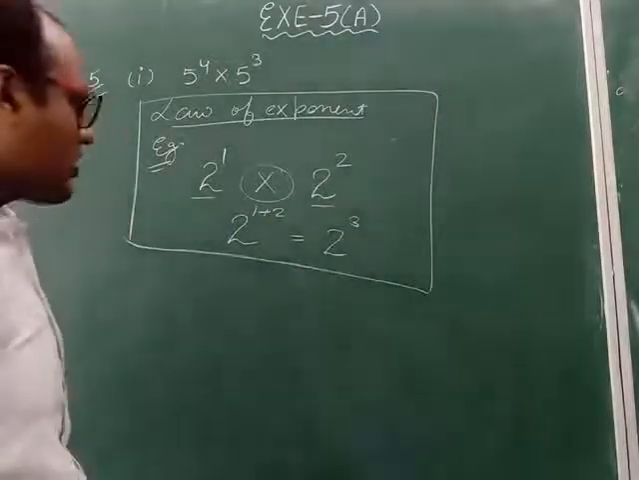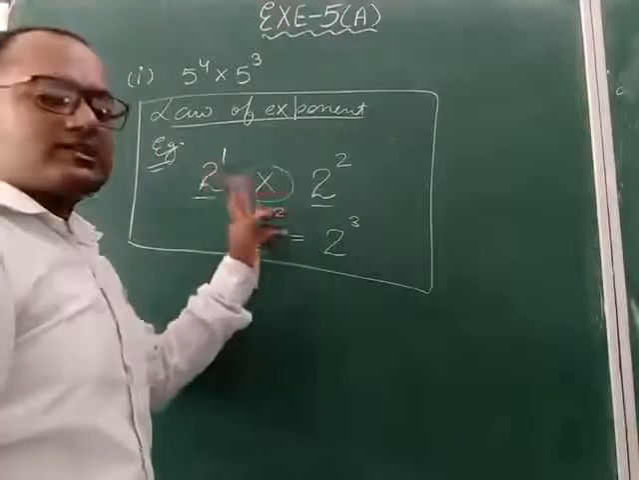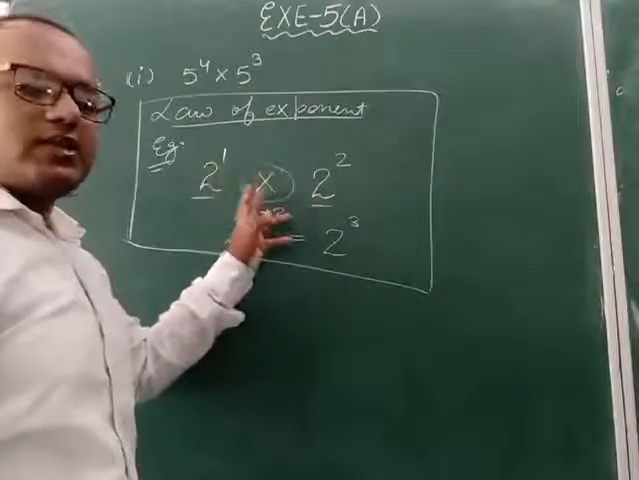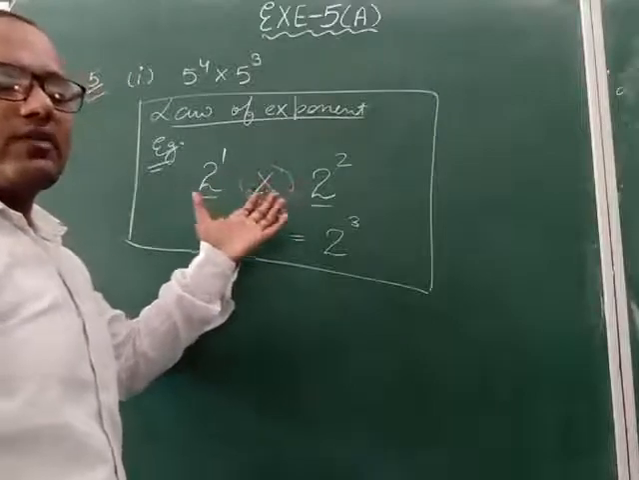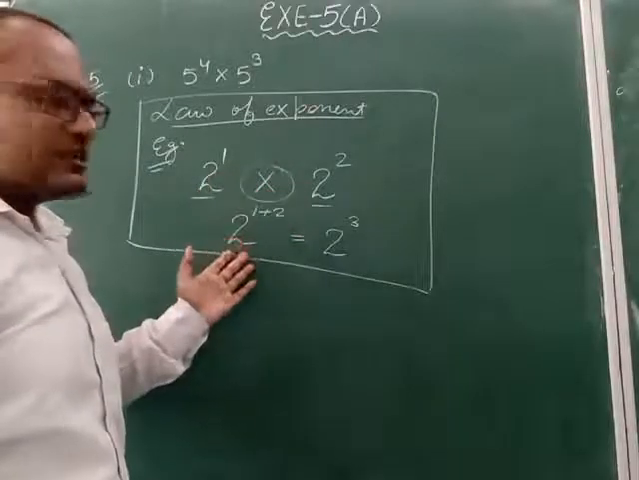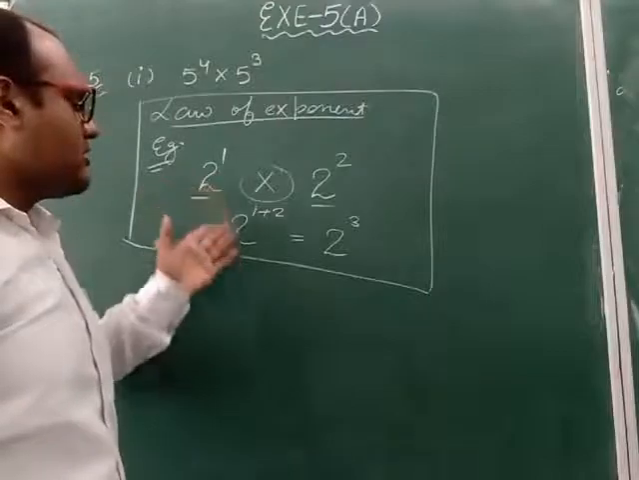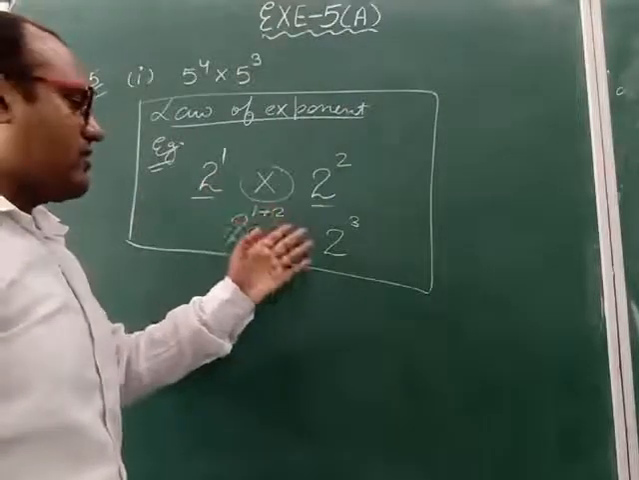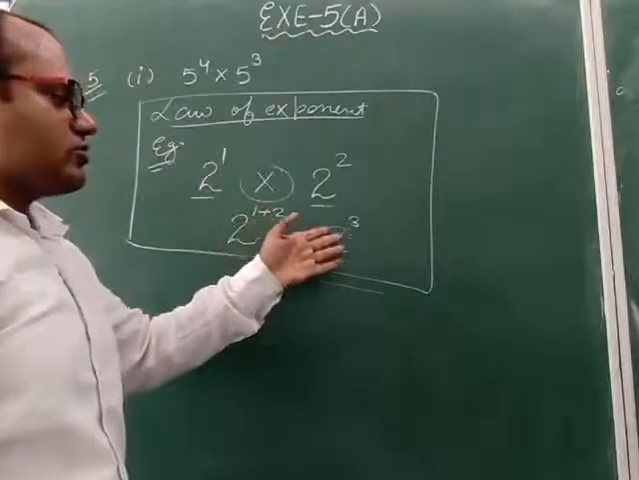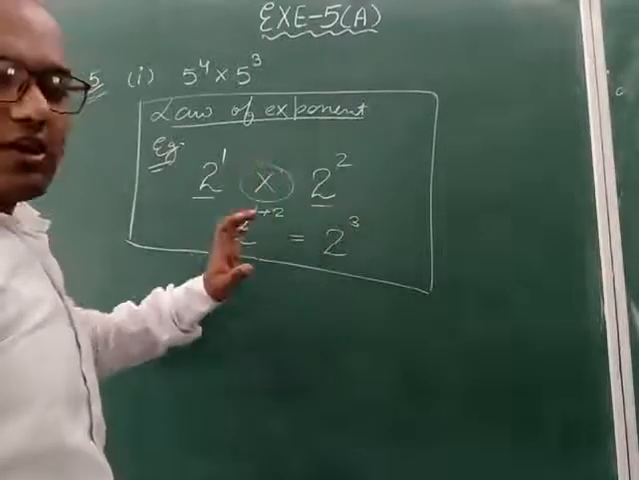So what is the first law of exponent? Whenever two bases are same and in between both the bases a multiply sign is there, then we write the base as it is, no need to change the base, base will remain same but power will get added. So finally we will get 2 raised to the power 3. So this is the first law of exponent.